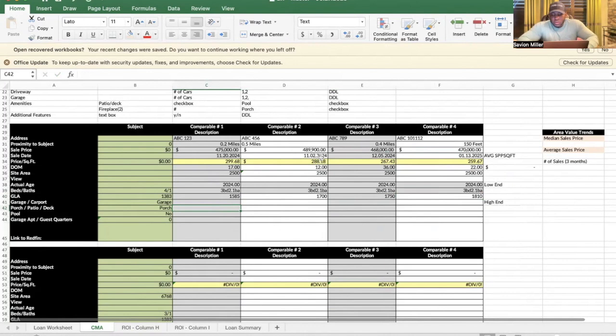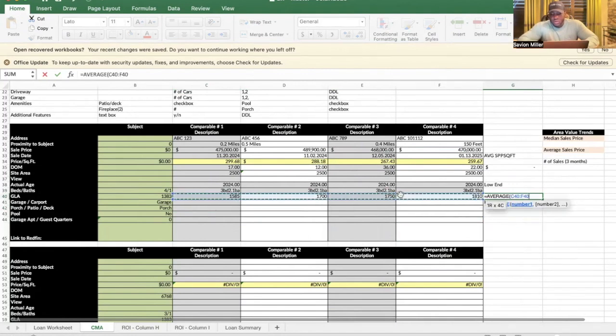So now what do you do? Now you're checking out the average price per square foot. You don't want to guess, you want to say, okay, we'll do this. What's the average square foot? We go equals average, and take this right here. 1,711 is the average. Okay.